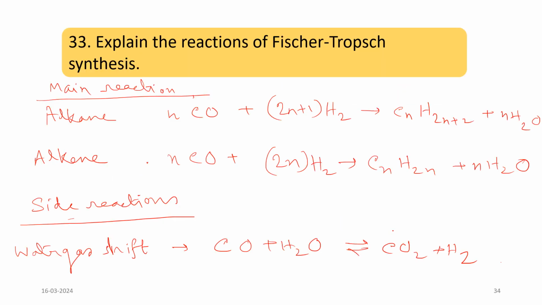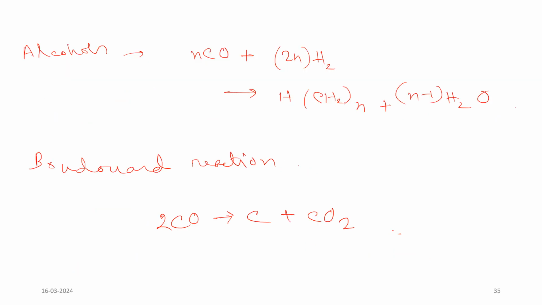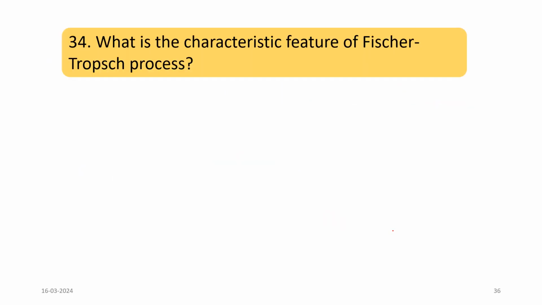The main reactions that happen in Fischer-Tropsch synthesis are alkane and alkene formation. Among side reactions, the water gas shift reaction is there. Alcohol production is there, and carbon dioxide production is there. Carbon dioxide and carbon itself as char production is there. Okay. Next question, what is the characteristic feature of the Fischer-Tropsch process?